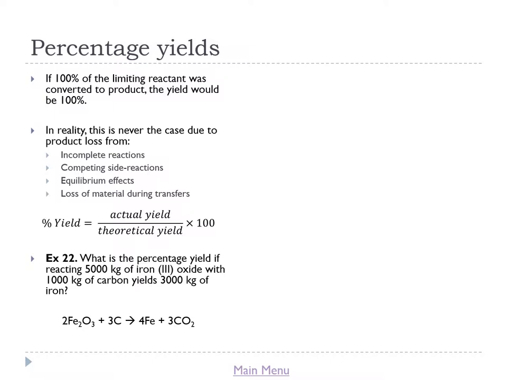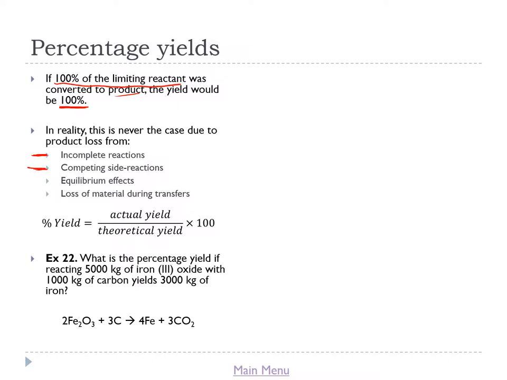Percentage yields. So if 100% of the limiting reactant was converted to product, we would say the yield of the reaction was 100%. Now, in reality, a yield can never be 100%. And this is because we lose product in various different ways. One is by the reaction being incomplete. This is particularly caused by the fact that when you get near the end of a reaction, the reactants get to such low concentrations that the rate of reaction really slows down, and so it just never quite finishes.